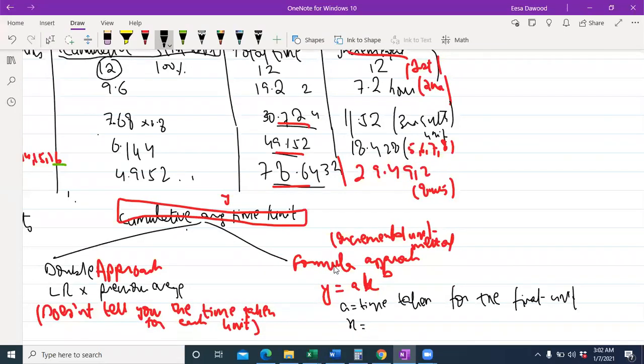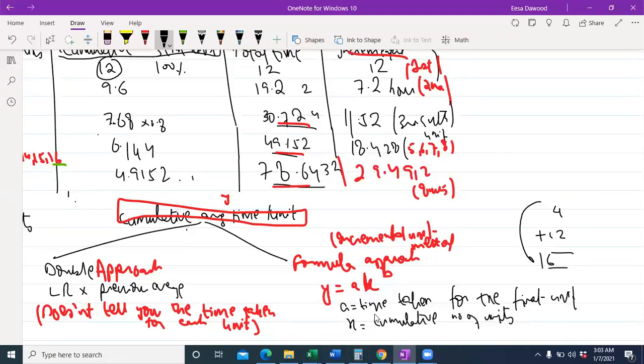X will be the cumulative number of units, right? X will always be the cumulative number of units. Just like here it was 1, 2, 4, 6, 8, or whatever the examiner asks you, it will always be the cumulative number of units. For example, if it asks you for 12 more units, it will be cumulative. It would always be the sum of all, right?